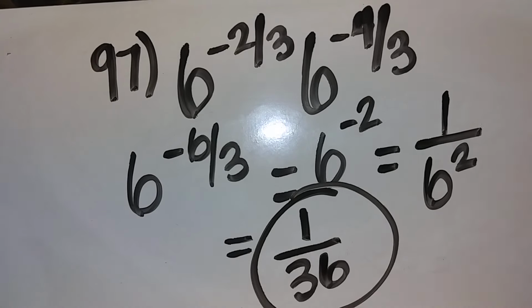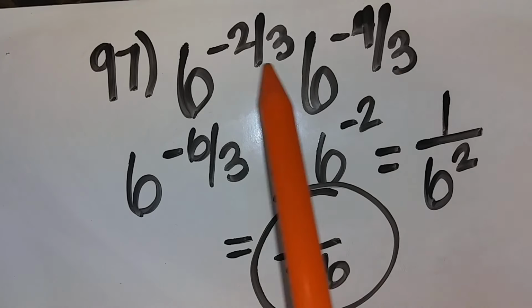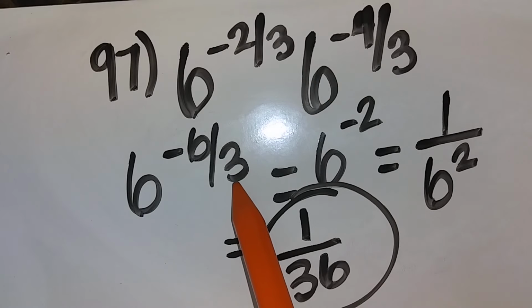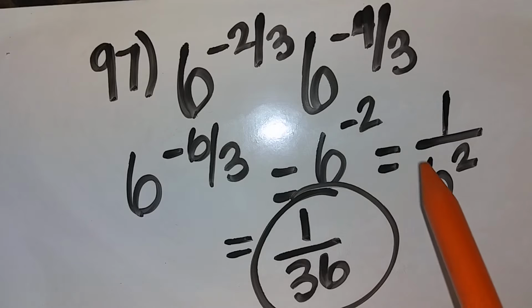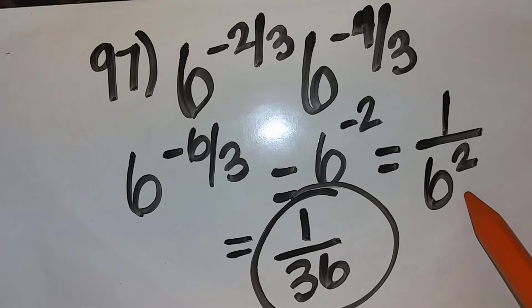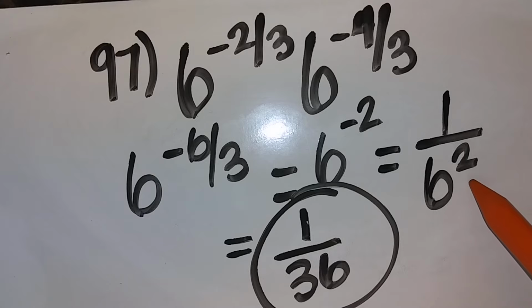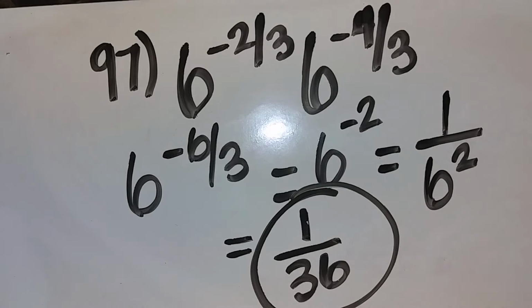One more time. My bases are the same, so I can add my exponents. Negative 2 minus 4 is negative 6 over my common denominator, which is 3. Negative 6 divided by 3 is negative 2. I rewrite my base and exponent so that my exponent can be positive, so I move it across the fraction bar. My 1 over 6 squared. 6 times 6 is 36. And remember too that if nothing is left over in my numerator, we put a 1 there.